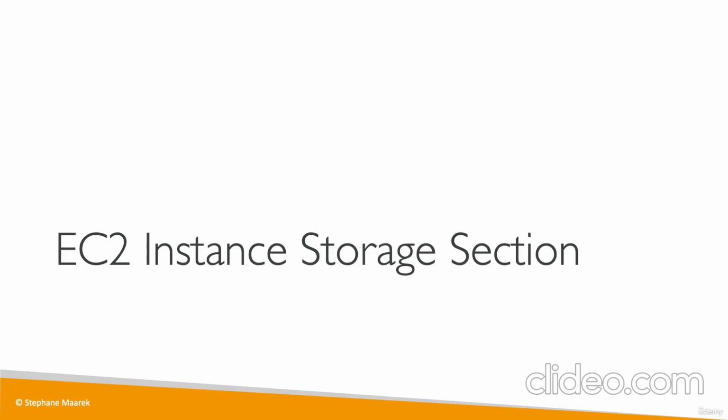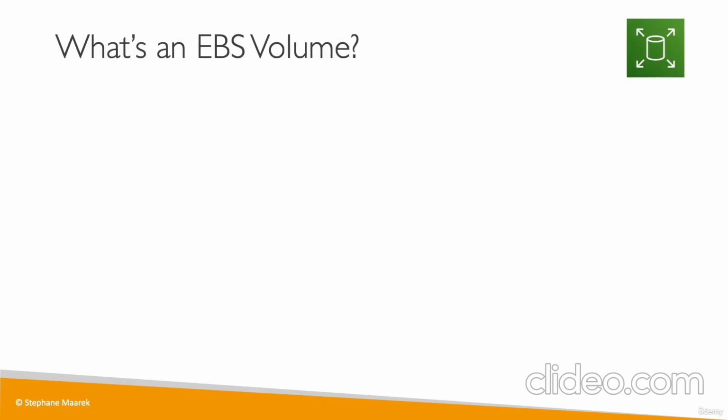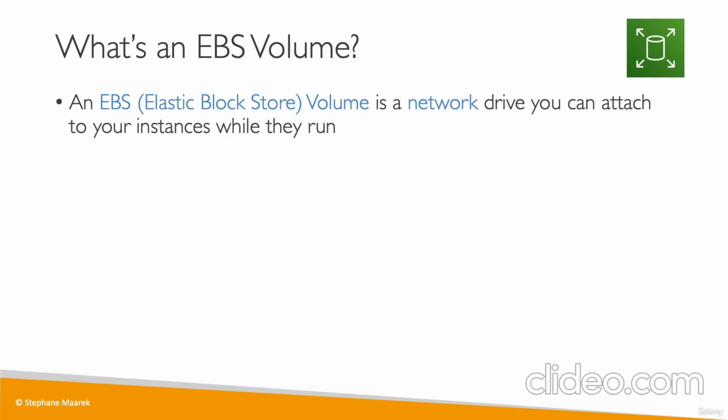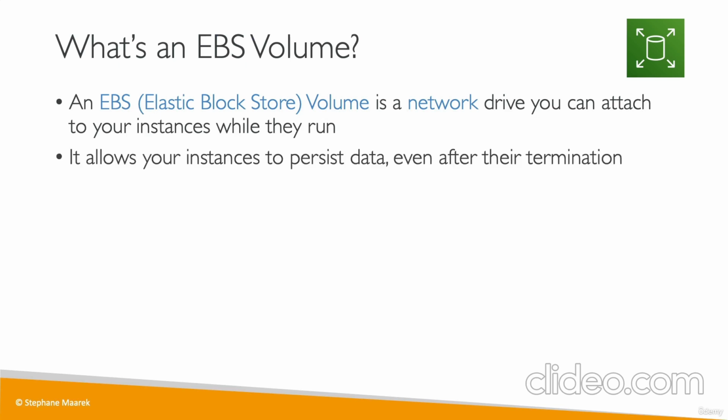Welcome to this section where we will look at the different storage options for EC2 instances. So first, the most important ones are going to be EBS volumes, so let's define what they are. An EBS volume stands for Elastic Block Store. It's a network drive that you can attach to your instances while they run, and we've been using them without even knowing.